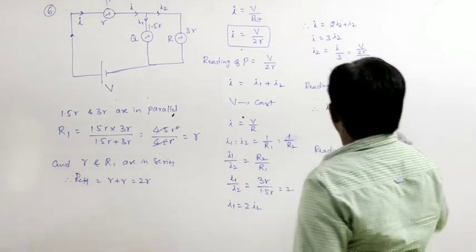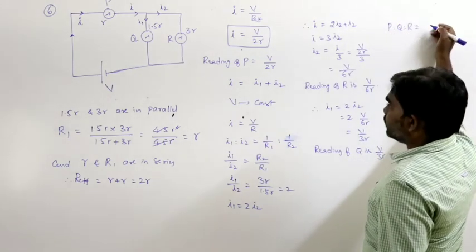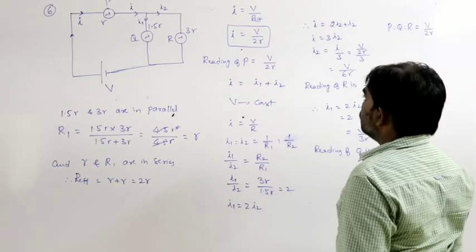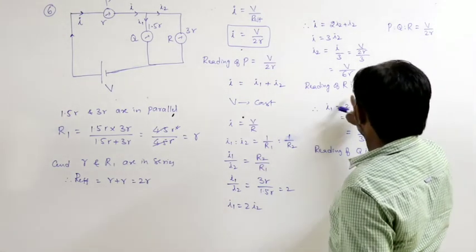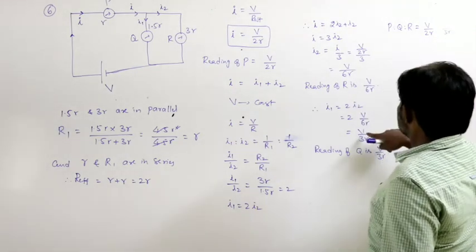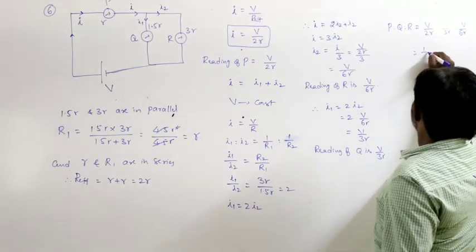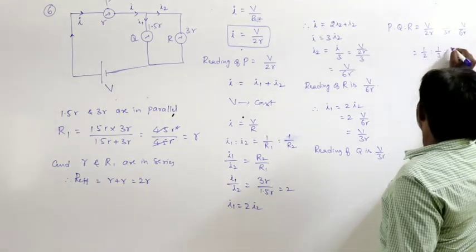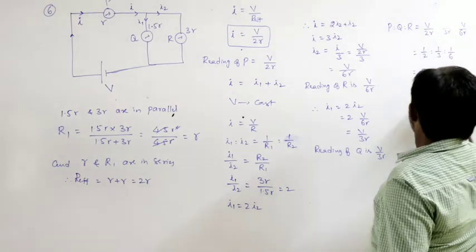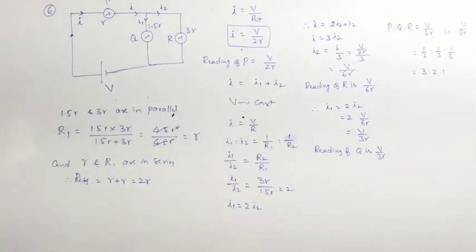So the ratio P is to Q is to R. What is P? V by 2R. What is Q? The reading of Q is V by 3R. What is R? V by 6R. V by R cancels, leaving 1 by 2, 1 by 3, 1 by 6. Multiplying with 6, it is 3 is to 2 is to 1. That is the reading.